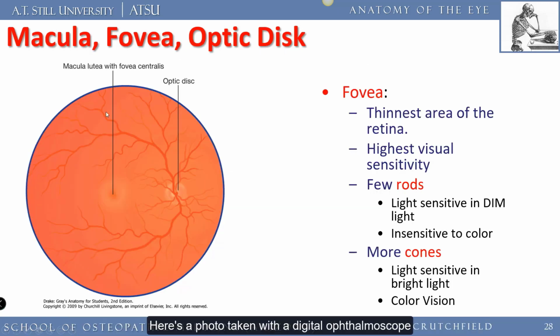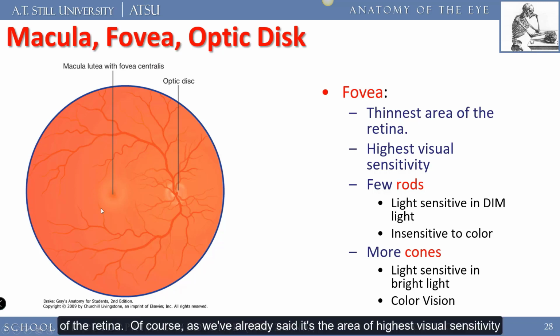Here's a picture taken with a digital ophthalmoscope. You can see the optic disc, the fovea centralis, and the multiple vessels. The fovea is the thinnest area of the retina. Of course, as we've already said, it's the area of highest visual sensitivity.